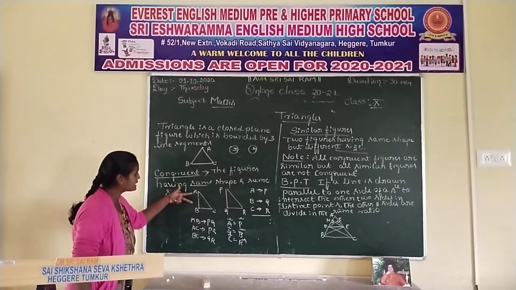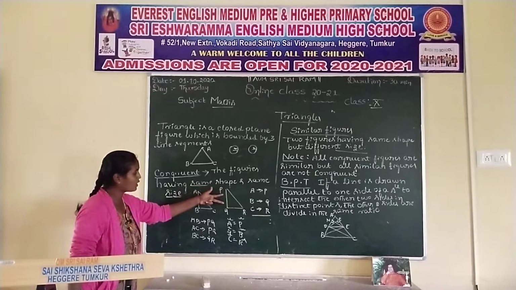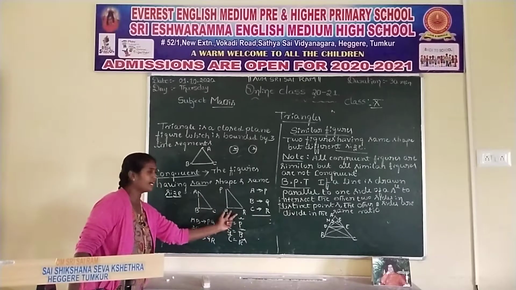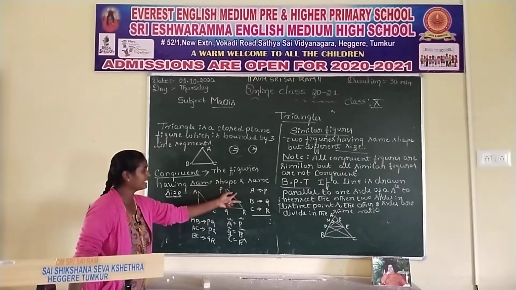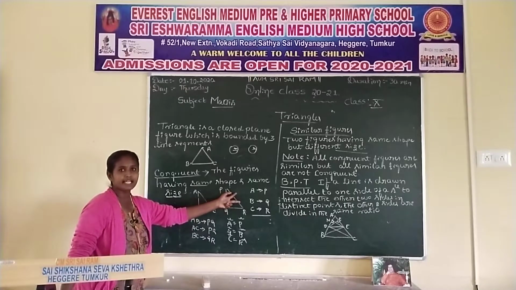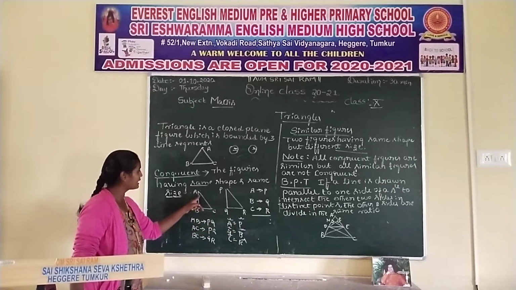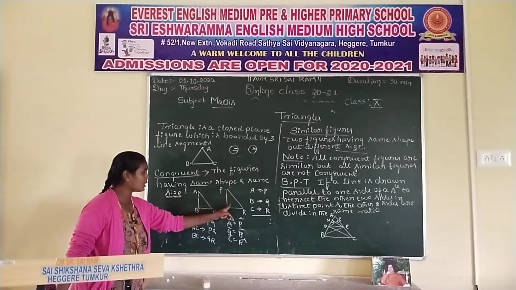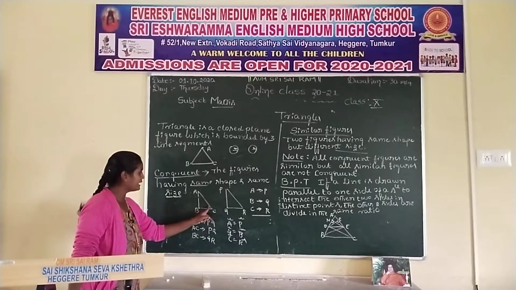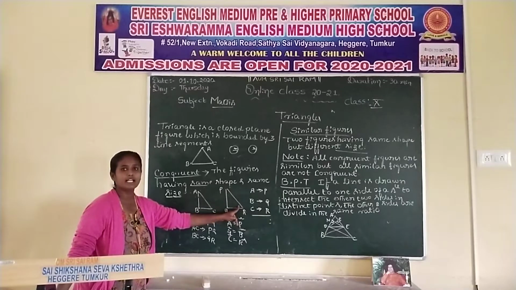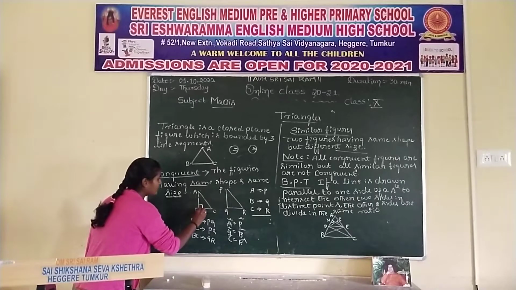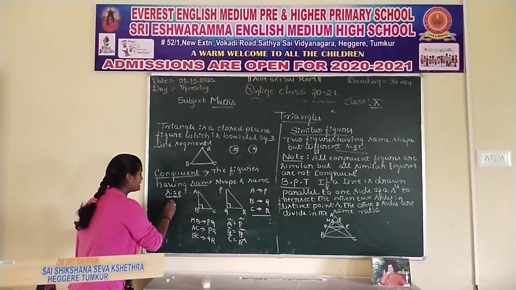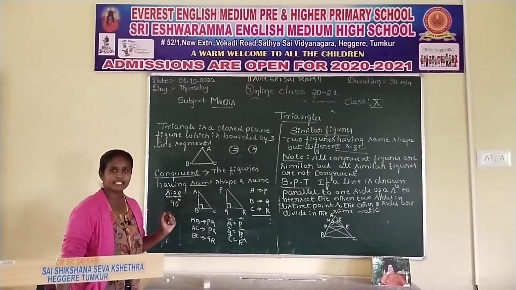Next, corresponding sides. AB corresponds to PQ, BC corresponds to QR, AC corresponds to PR. Next are corresponding angles. Angle A corresponds to angle P, angle B corresponds to angle Q, angle C corresponds to angle R. See, in right angled triangles, angle B and angle Q are equal, meaning those two angles are equal to 90 degrees.